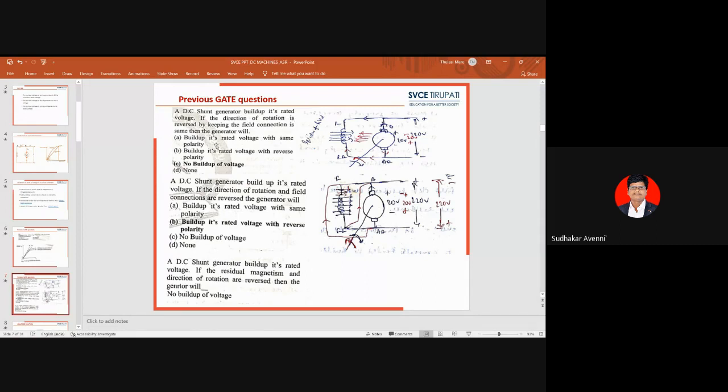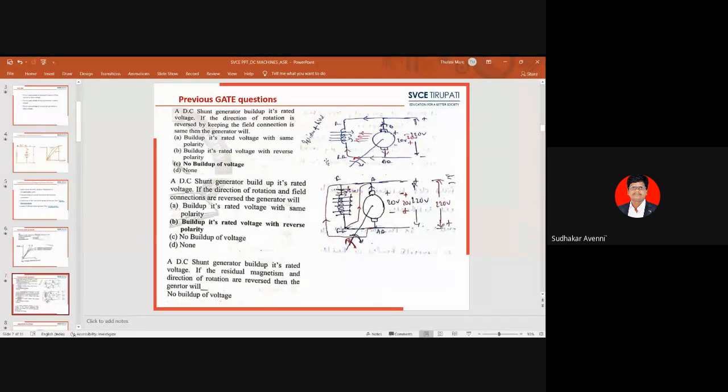Option A, build up its rated voltage with the same polarity. B, build up its rated voltage with reverse polarity. C, no build up of voltage. D, none. Suppose the generator is rotating in the clockwise direction and the field polarity is properly connected to the armature winding. Whatever residual voltage builds up across the armature terminals, this residual voltage drives current through the shunt field winding, and then the shunt field flux starts increasing from 0 onwards.